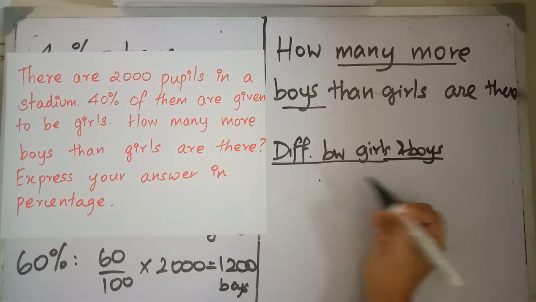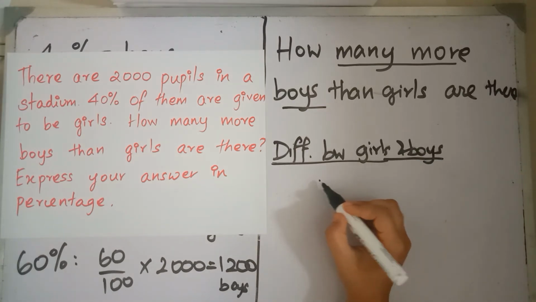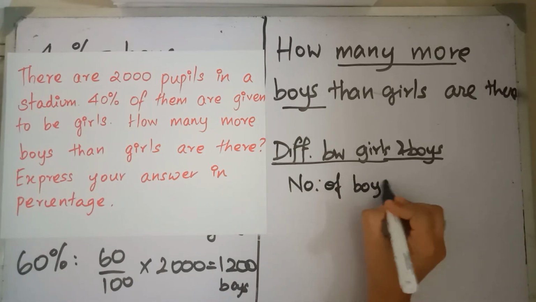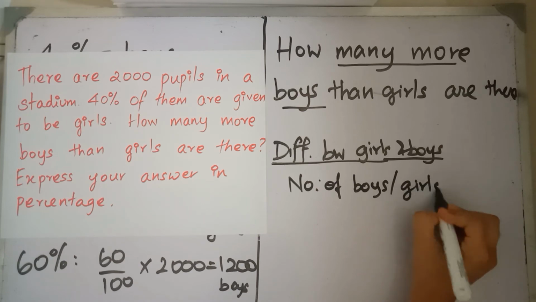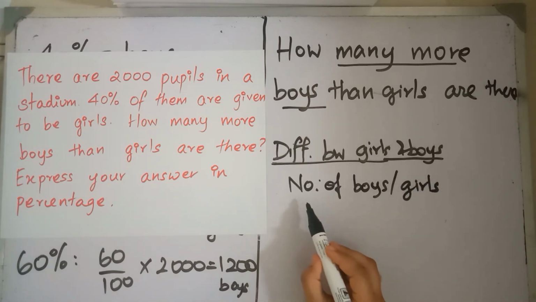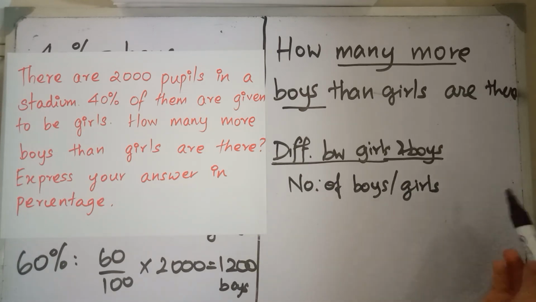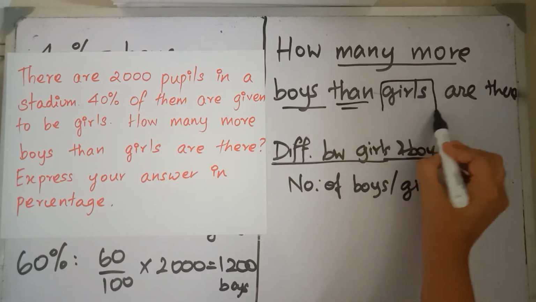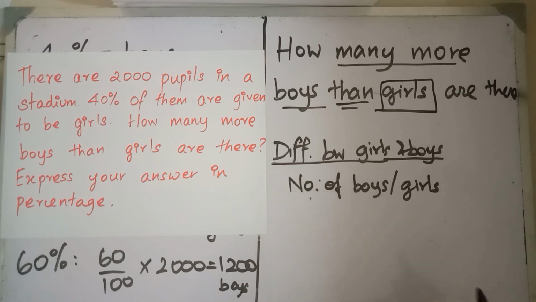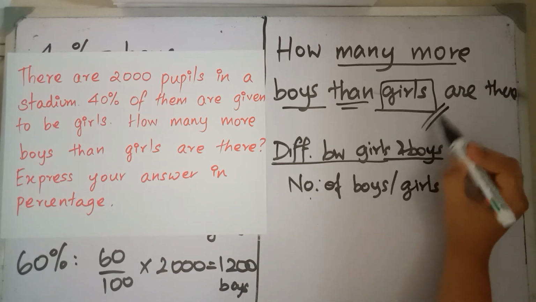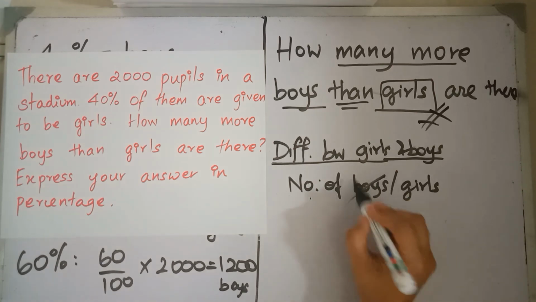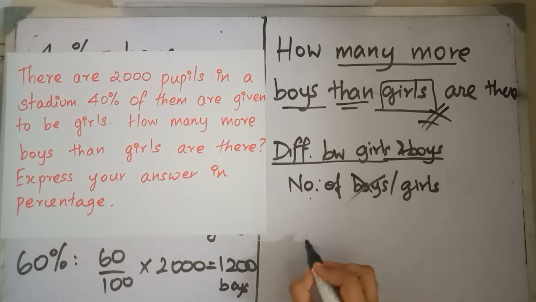Now the denominator can be the number of boys or the number of girls. We can't be sure, but we have to look at the question. To find out whether the denominator constitutes the number of boys or girls, look at the keyword "than", and the word which comes after "than" will be the denominator. So in this case, the word coming after "than" is girls. So it's not boys, but the number of girls.